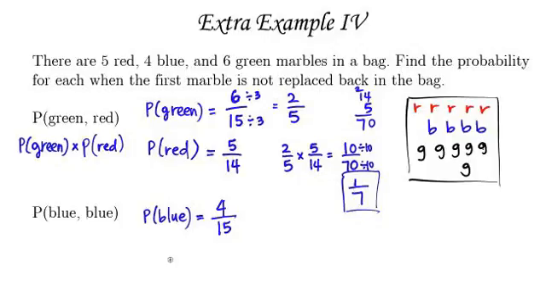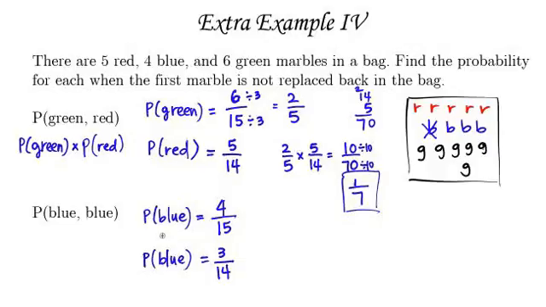And then for my second pick, because again, it's not being replaced in the bag, this one is no longer in the bag. So I have 1 less marble. So for my second pick, I want to look at how many blue marbles I have left. I have 3 left. I had 4, but 1's gone. So now I have 3, over, and then I don't have 15 anymore. I have 14 now.